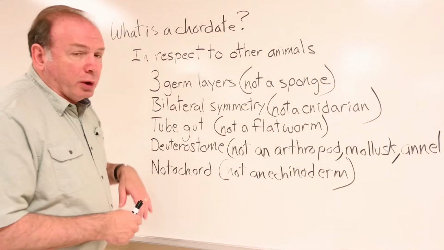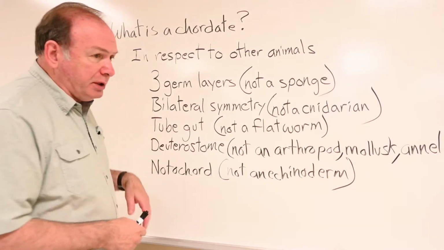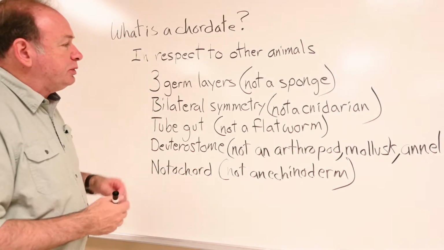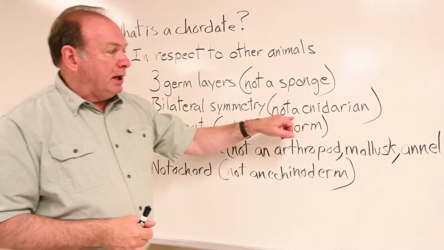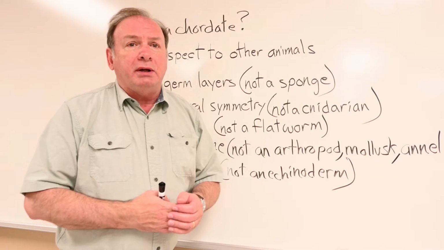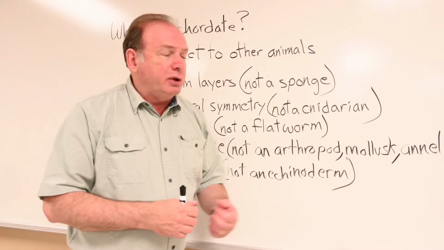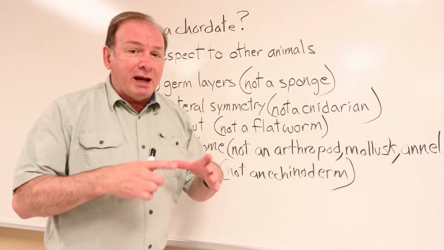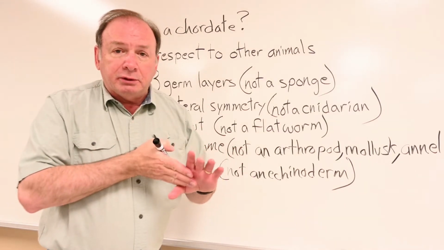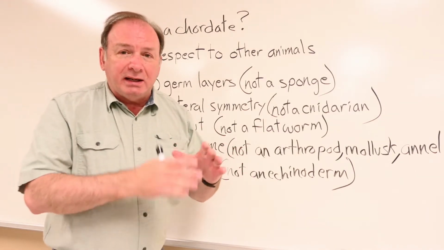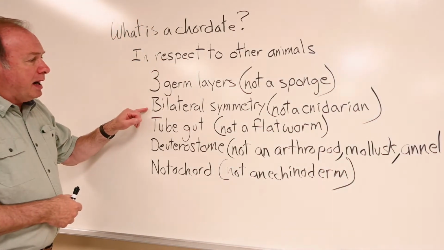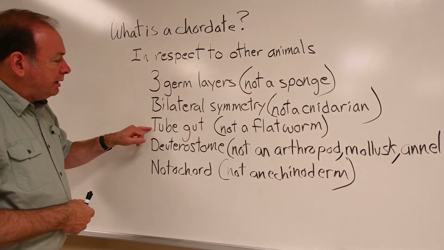Next, chordates have bilateral symmetry. They have a left and right side. You can divide down the middle and see that symmetry. So that's unlike cnidarians. Cnidarians are your jellyfishes, your sea anemones and hydras, those sorts of things that have a radial symmetry, so that you could slice them in any direction around that center and you'd have a symmetrical shape. So bilateral animals.